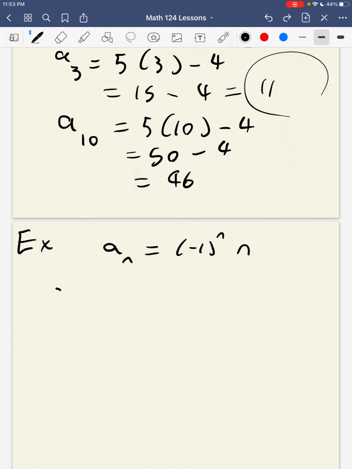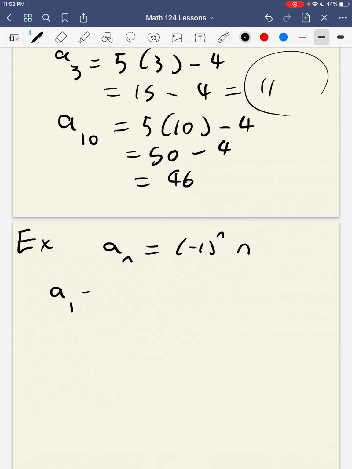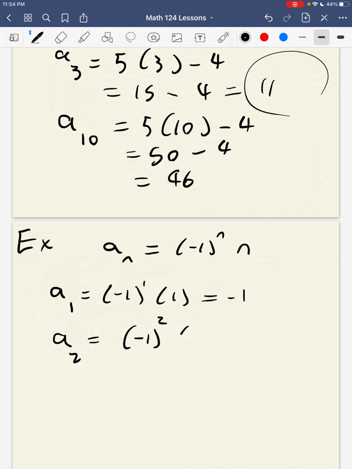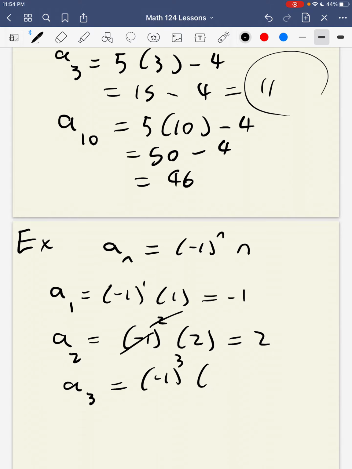Anyways, let's just plug in a few numbers and list out a few of the outputs. If we plug in 1, we get negative 1 raised to the 1 times 1, which is negative 1. We plug in a 2, we get negative 1 squared times 2, so the negative and the square cancel, we get 2. Plug in a 3, negative 1 cubed times 3, negative 3.